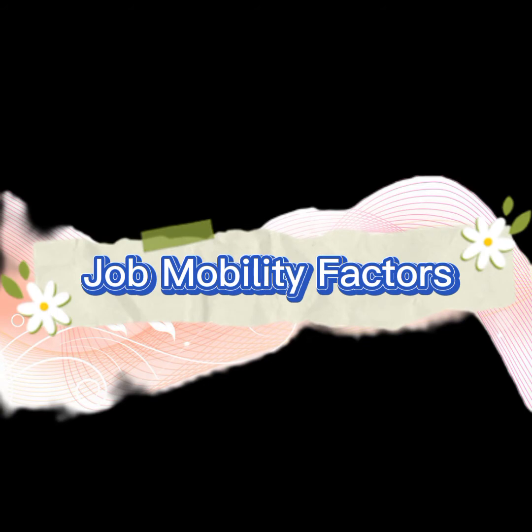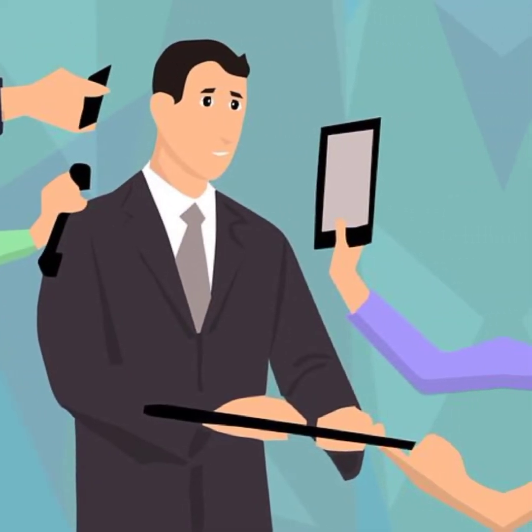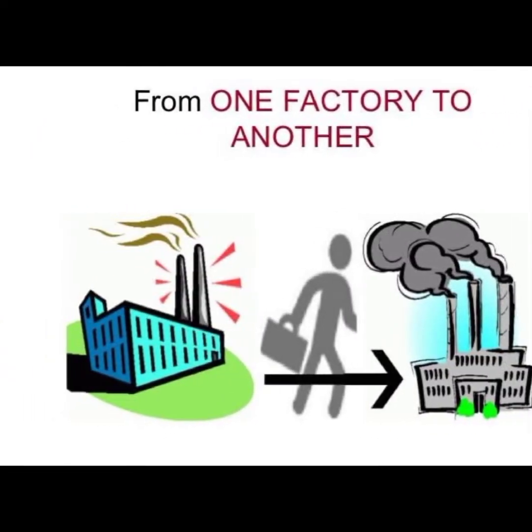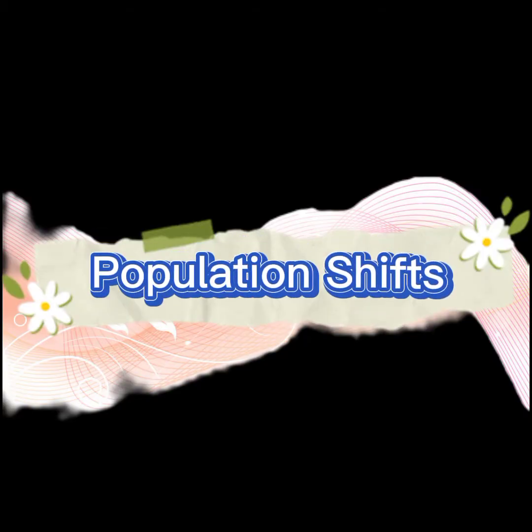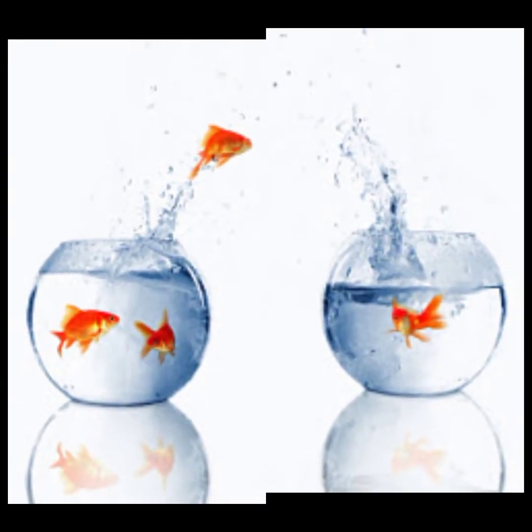Job mobility factors. The job mobility factors refers to how easily workers can move to different jobs within the economy, like for a worker to move between different regions and countries, to seek new work, and to move from one occupation to another. Population shifts. It is the change in the relative numbers of the different groups of individuals making up a population.